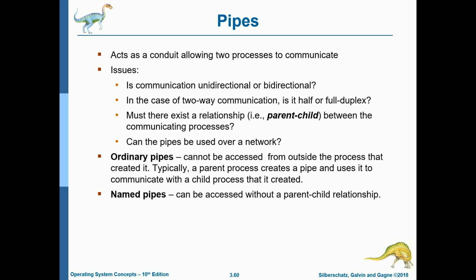Two versions of this are ordinary pipes and named pipes. Ordinary pipes cannot be accessed from outside of the process that created them. Typically, a parent process creates a pipe and then uses it to communicate with a child process. Named pipes can be accessed without a parent and child relationship.